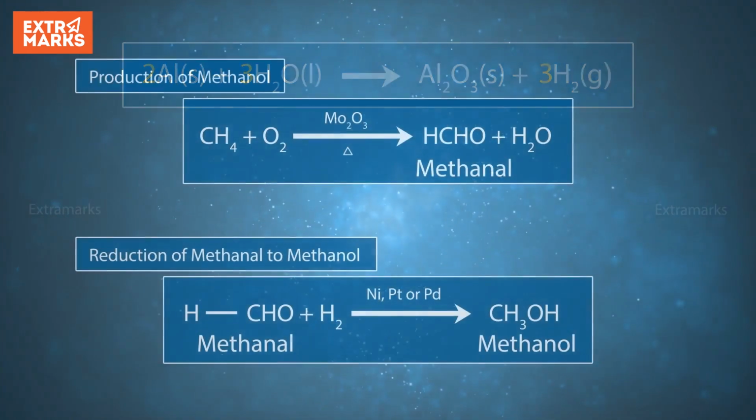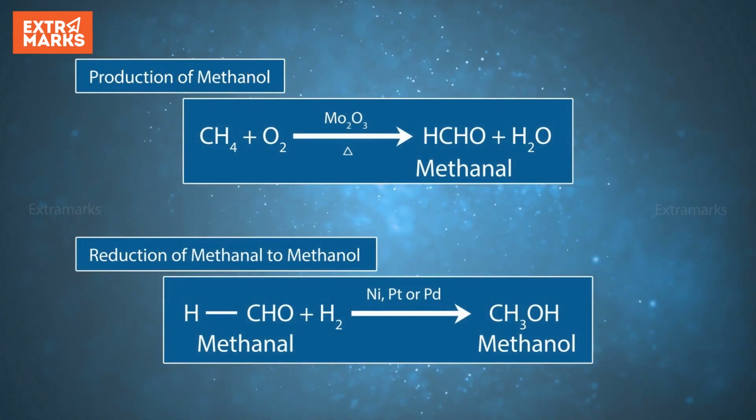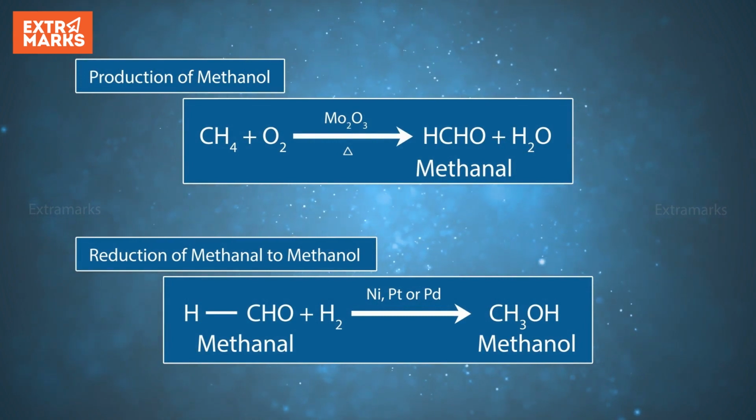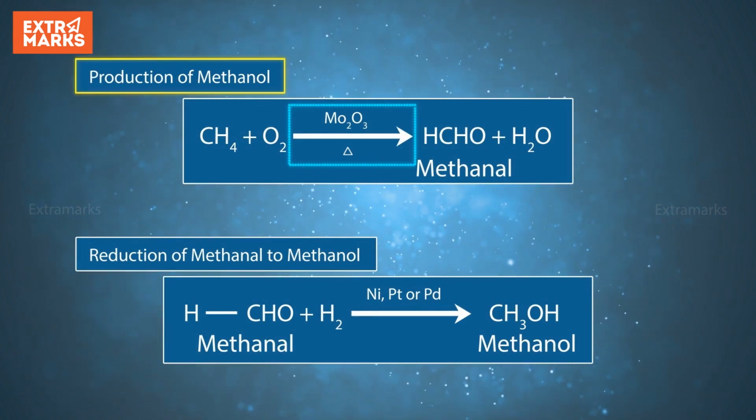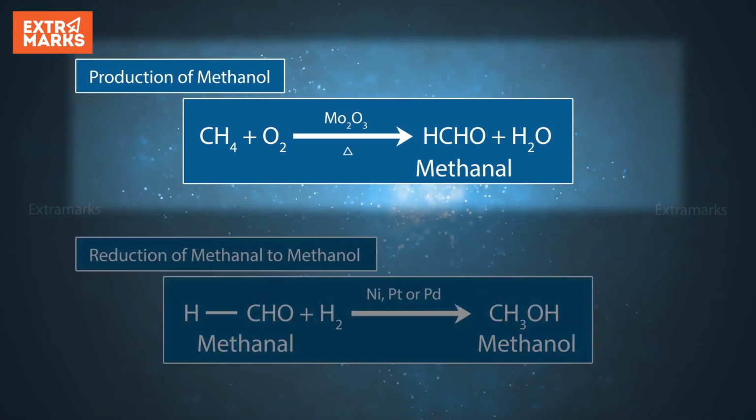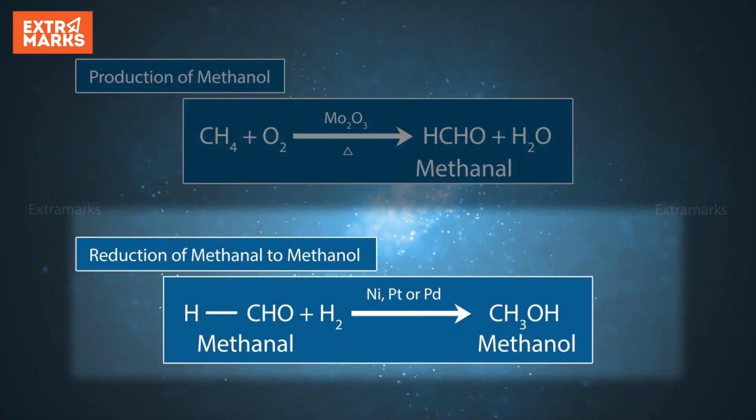state. In some reactions, conditions such as temperature, pressure, catalyst etc. are also mentioned. They are indicated above and below the arrow in the equation. For example, production of methanol and reduction of methanol to methanol.